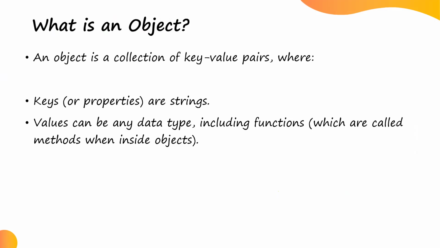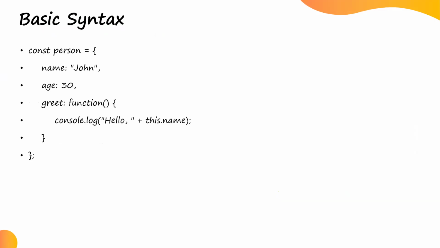And the thing is this, we will have key value pairs. The key will be the property. This could be the name of the field, the name of the property of that object, or the name of its behavior. We say an object is a collection of key value pairs, so the key and the value. So let's take a look at what we are talking about here. This is the basic syntax.